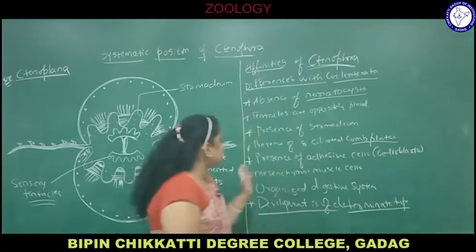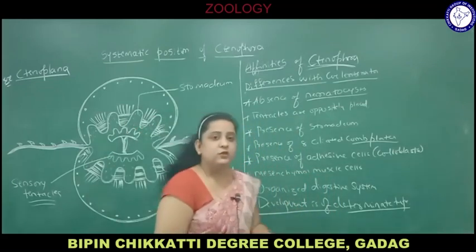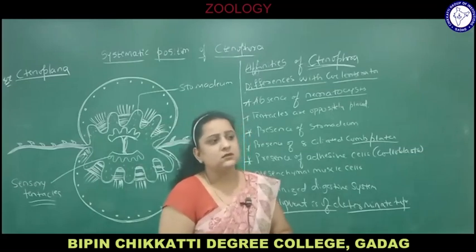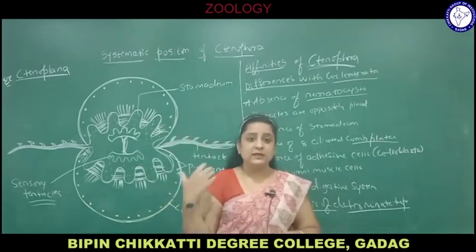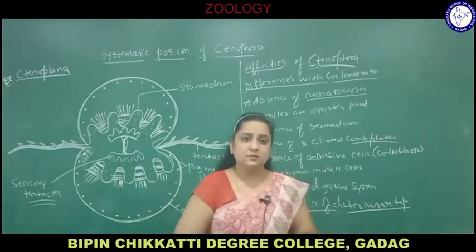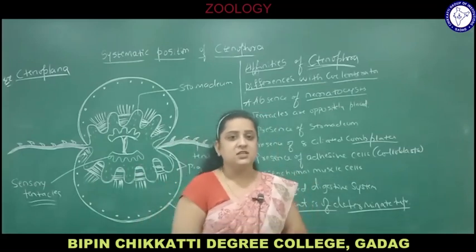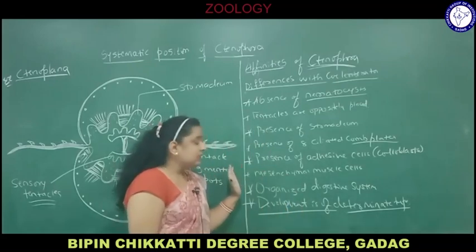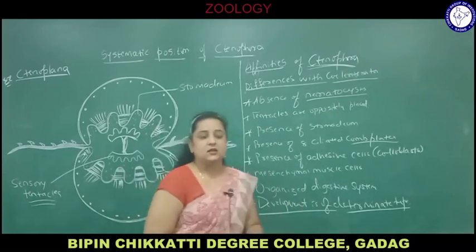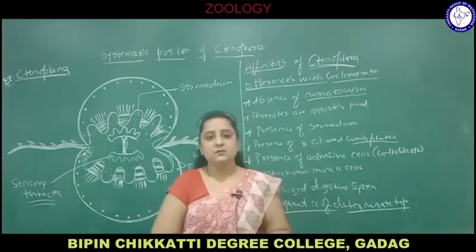At the end of the session we saw some of the affinities of Ctenophora. Earlier, those animals were placed under phylum Cnidaria or Coelenterata, before the phylum Ctenophora was introduced. So we saw some characteristics which are similar to Coelenterata and some which are differences. So here completes the chapter called phylum Ctenophora.